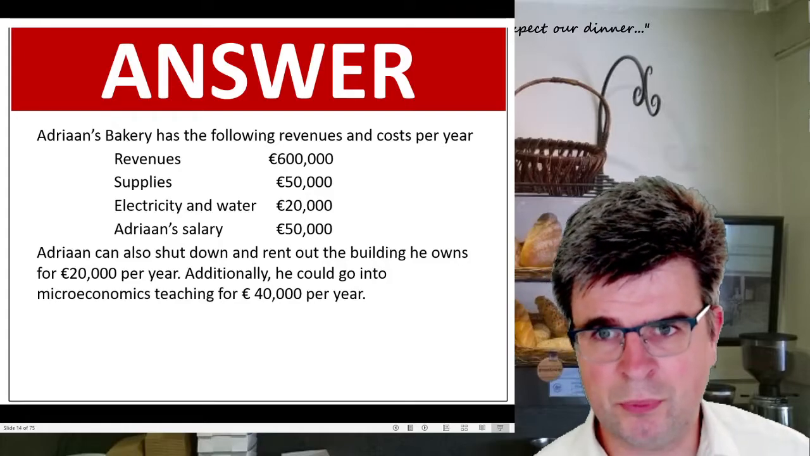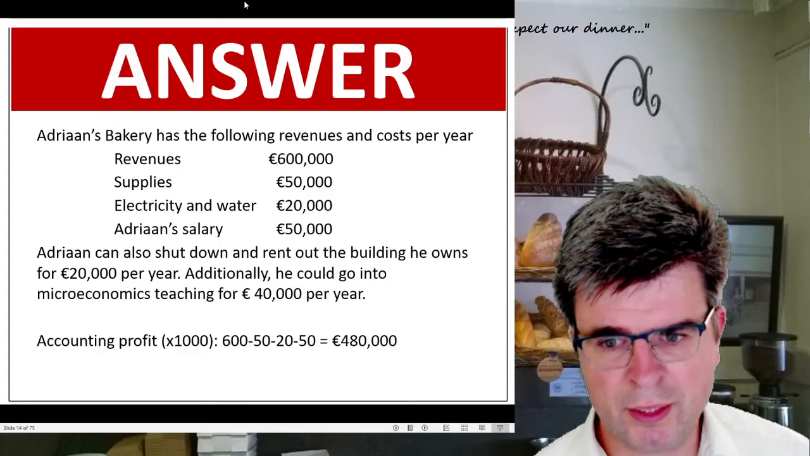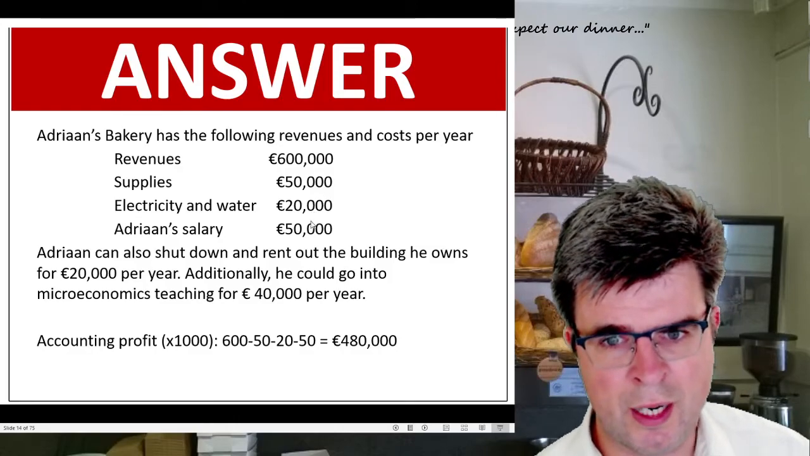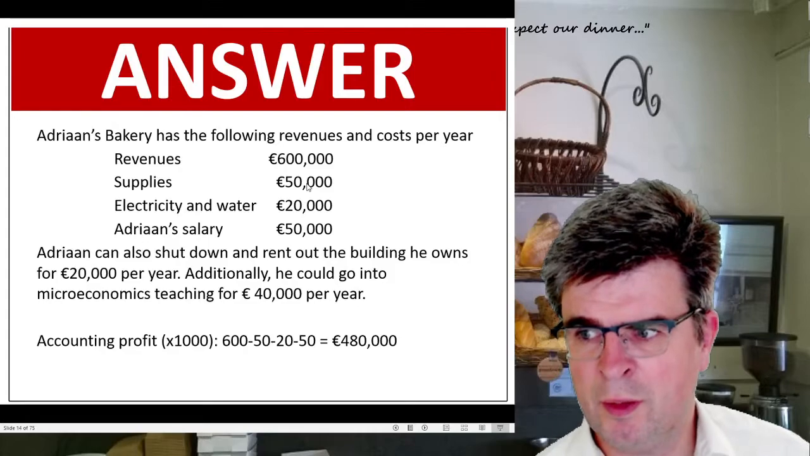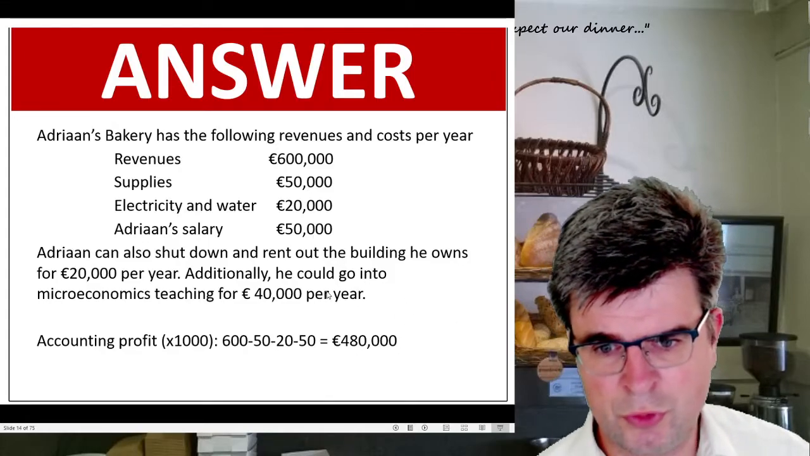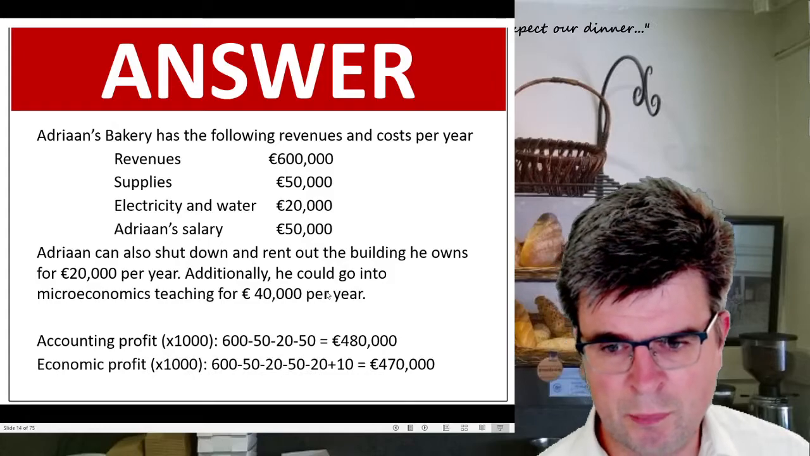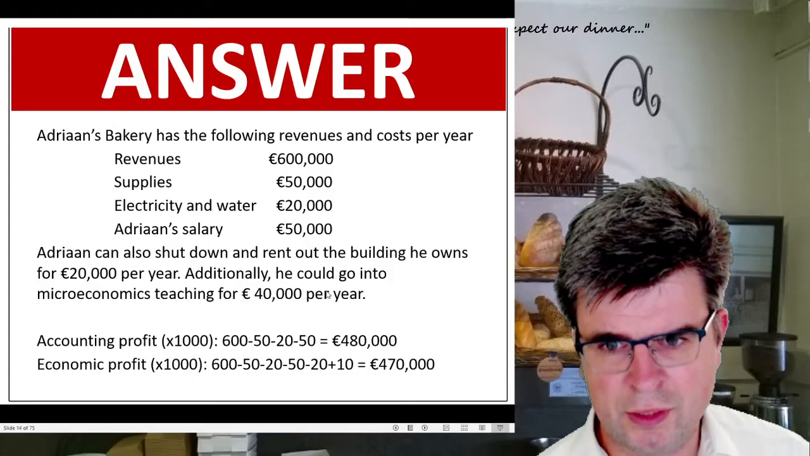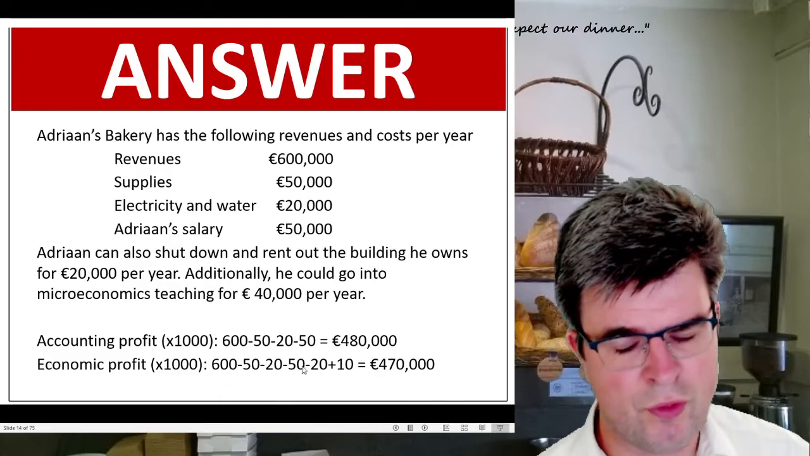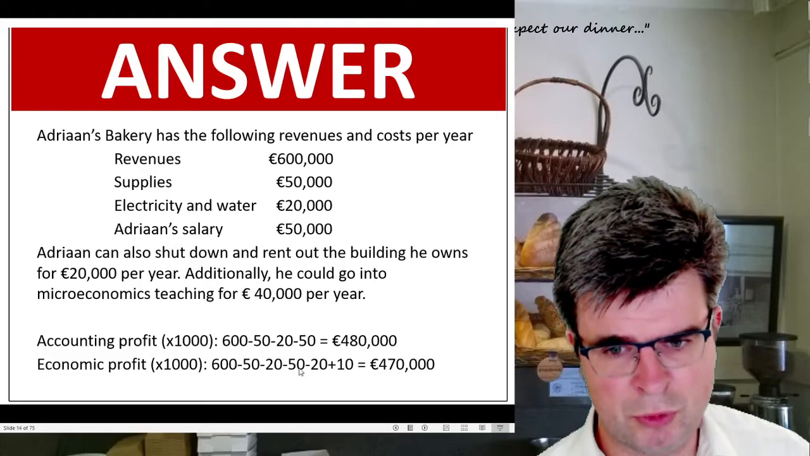So that brings us to the answer. The accounting profit is 600, and then we subtract the three items that are listed here. So the accounting profit is €480,000, and the economic profit is identical to 600,000 minus 50, 20, and 50. Those are the terms that we saw before.